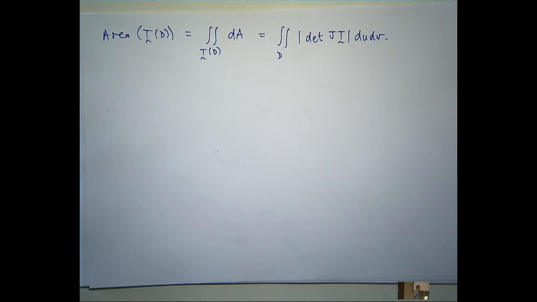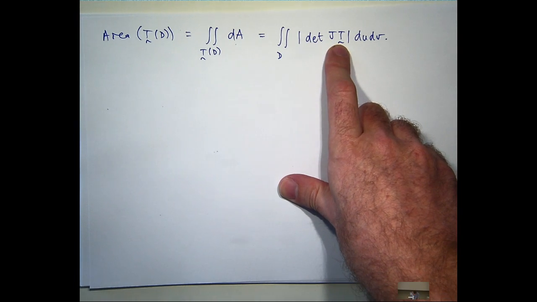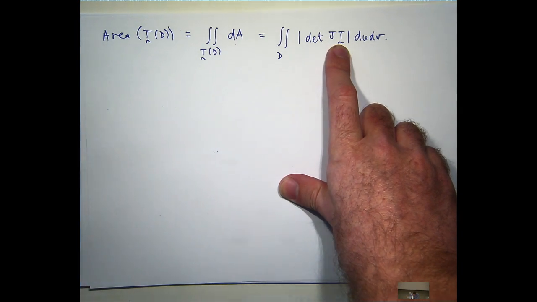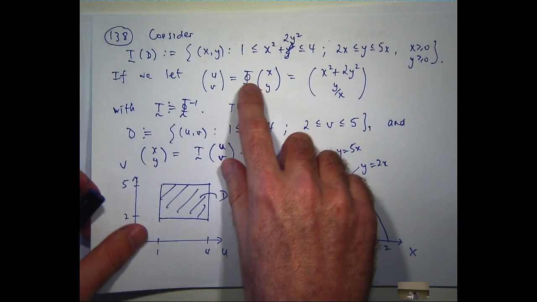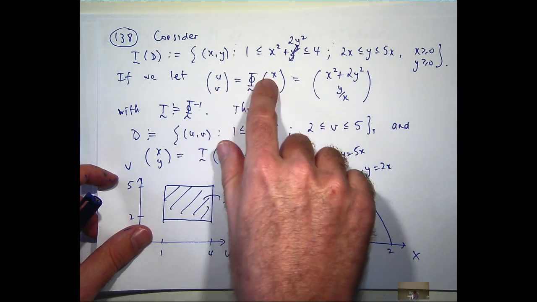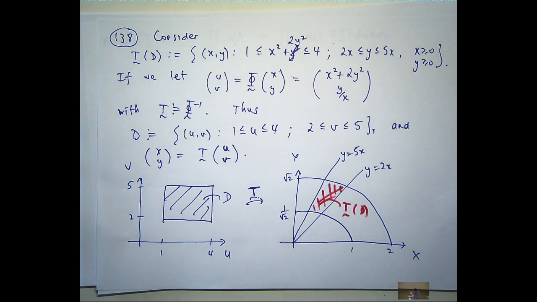Now here's the tricky thing. I want to calculate the determinant of the Jacobian of t, right? But I don't have t anywhere. I've only got the inverse of t, denoted by this phi thing. So can anyone suggest how we might calculate the determinant of the Jacobian of t involving the determinant of the Jacobian of phi, of its inverse?